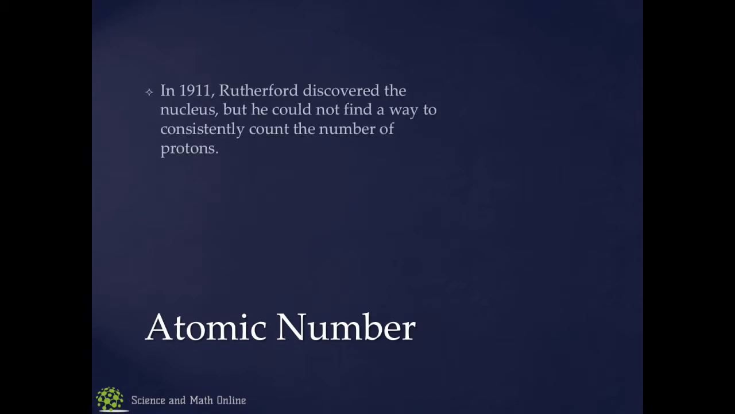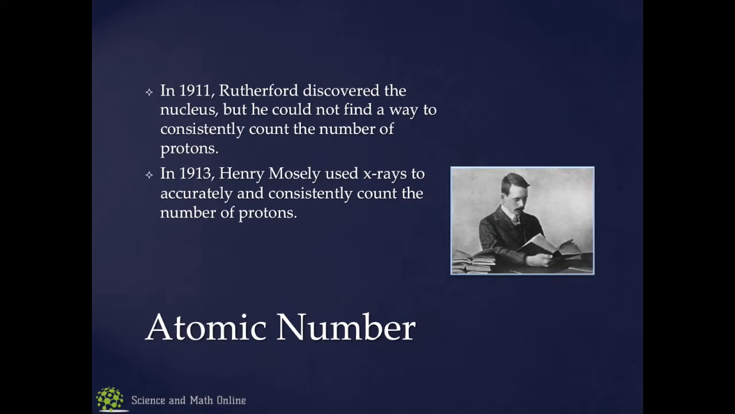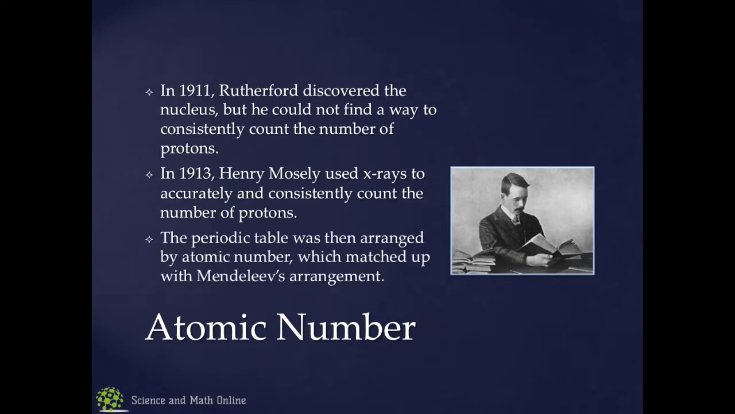So atomic number comes along later. As we learned in the atomic unit, Rutherford discovered the nucleus, but he couldn't figure out how to count the protons consistently. So that came along later with Moseley, who used X-rays to accurately, consistently count protons. And that gave us atomic number, and that way everything managed to match up with Mendeleev's arrangement. I mean, once again, we're talking 50 years later.